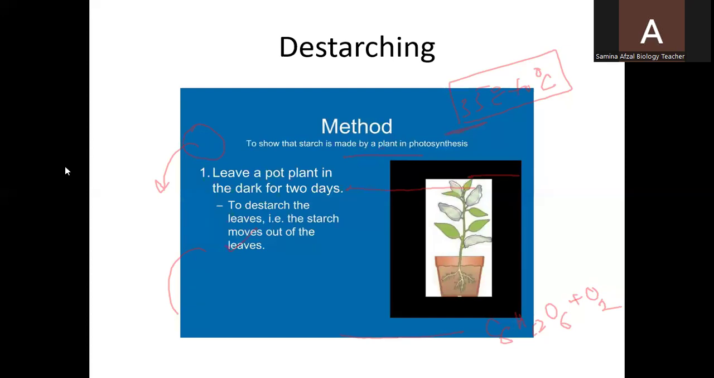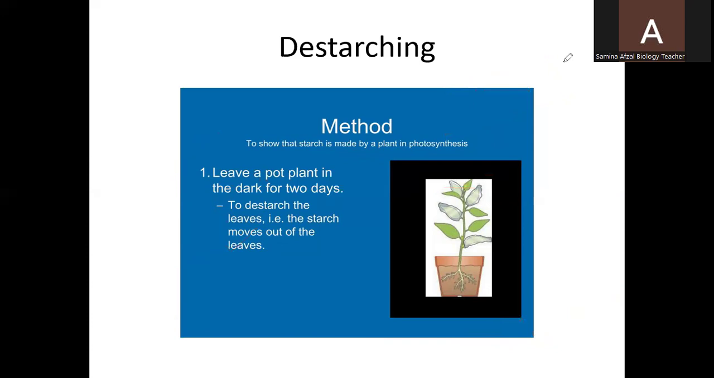Now, in the next, we are going to discuss the process of destarching. The process of destarching means that when we are going to conduct some investigations in the lab, before conducting those investigations, we have to de-starch the plants.